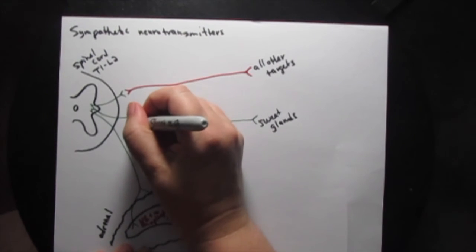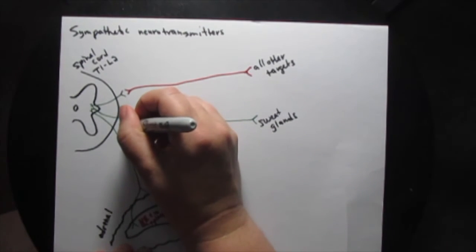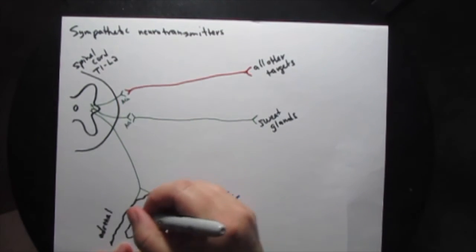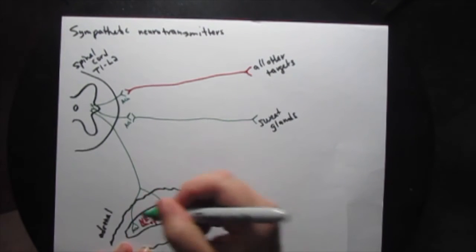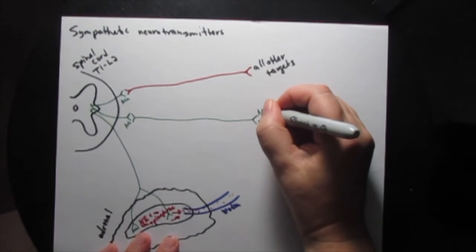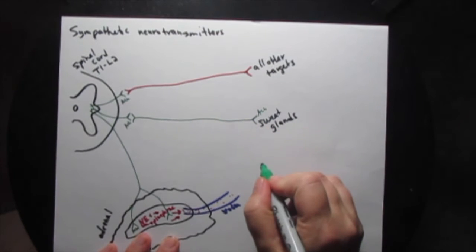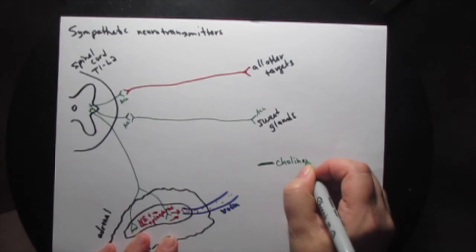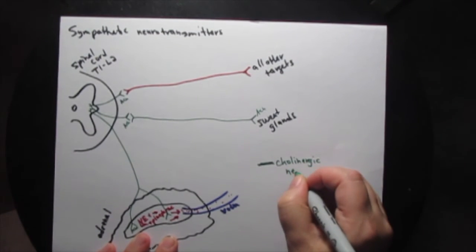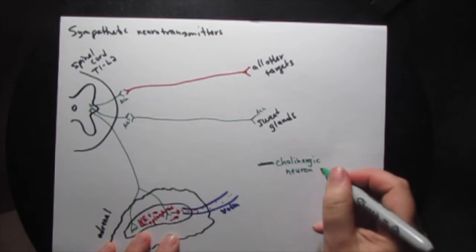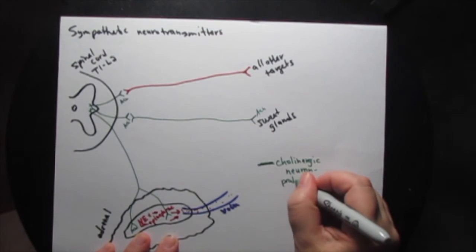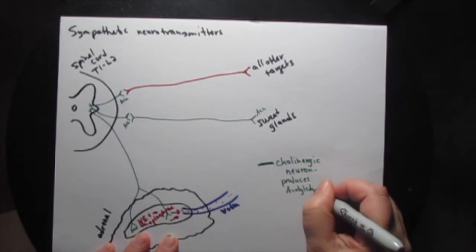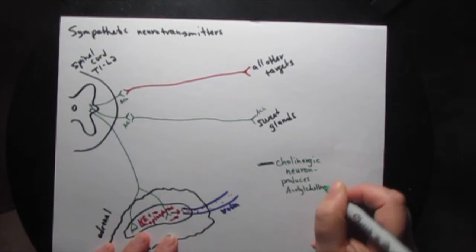All right, so now we're going to draw in what the green and the red actually mean. The green means acetylcholine. These are cholinergic neurons. They are neurons that produce acetylcholine. So our little key that we're setting up here: cholinergic neurons is the word for a neuron that produces and releases at its synaptic cleft acetylcholine. So cholinergic neurons produce acetylcholine, and that is represented by the green.